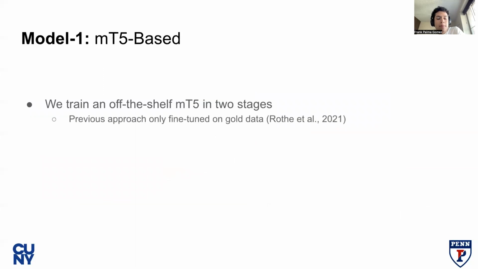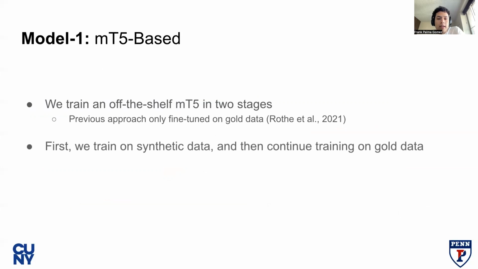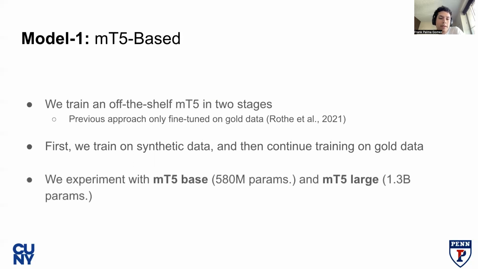I'll now introduce the model architectures that we trained. In our first approach, we trained an off-the-shelf MT5 in two stages. In previous works, MT5 was only trained on gold data. First, we train on synthetic data using one of the synthetic data generation methods, and then we continue training on gold data. We experiment with MT5 base with 580 million parameters and MT5 large with 1.3 billion parameters.